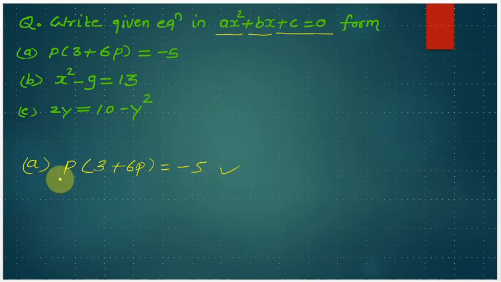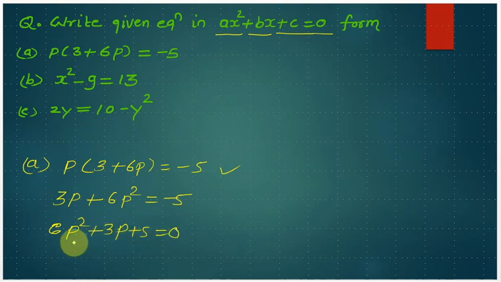So multiply p with the bracket. So this becomes 3p plus 6p square is equal to minus 5. So 6p square plus 3p plus 5 is equal to 0. This is the standard form of the quadratic equation. If we correlate it with the standard form, then a is equal to 6, b is equal to 3 and c is equal to 5.